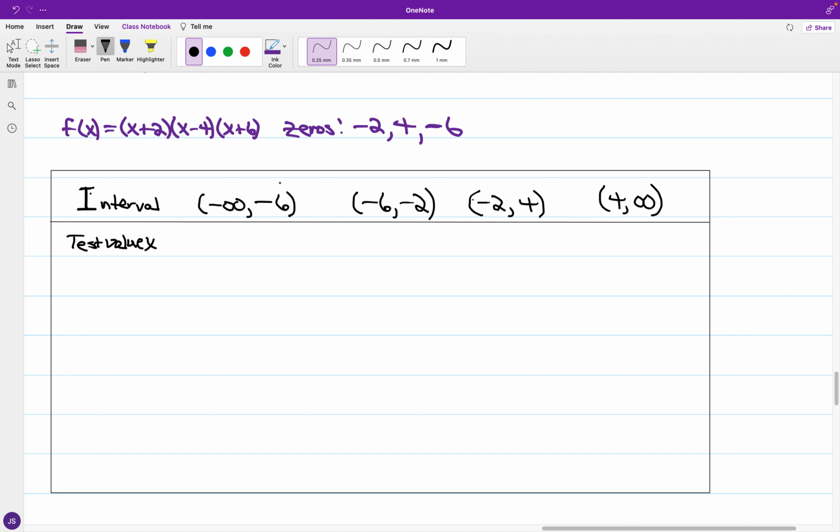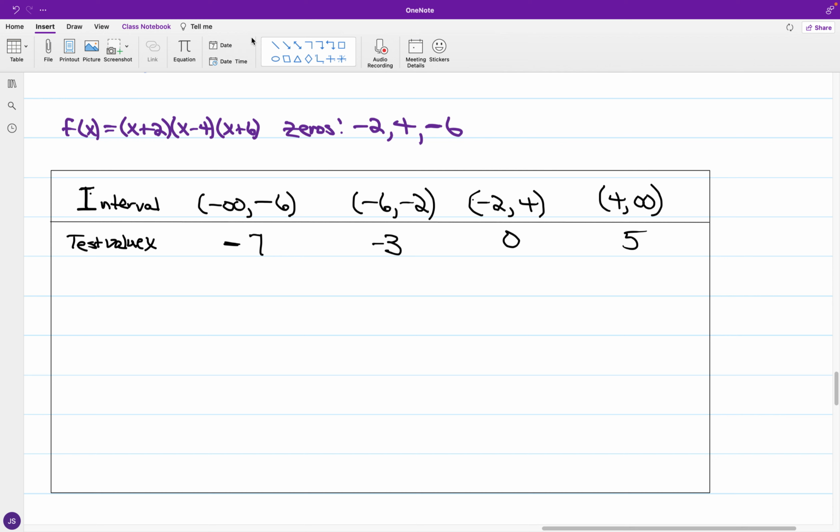Okay, and just for the test values of x, anything less than -6, -7 is a possibility. Between -6 and -2, we can go with -3. Between -2 and 4, we have 0, which will fit. Anything greater than 4, again, we can go with the number 5.